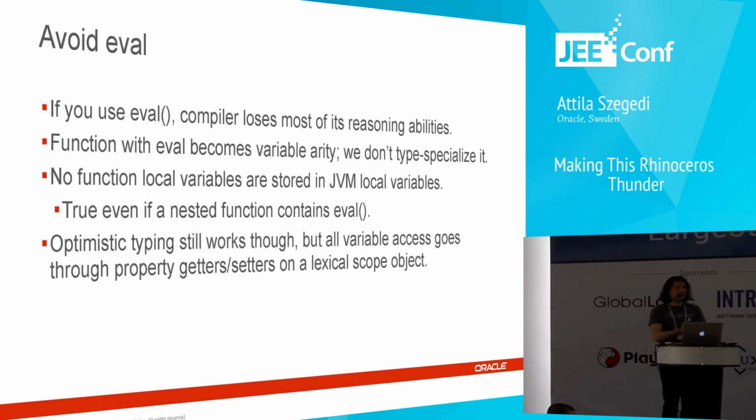Probably needless to say, avoid eval. Eval is evil. The compiler will lose all of its reasoning abilities if you use eval, because eval can define new variables in a scope. It can change the values of variables. We need to presume that a function is variable arity if you use eval, because we don't know whether eval will reference the arguments object, right? So your code will become really slow if you use eval.